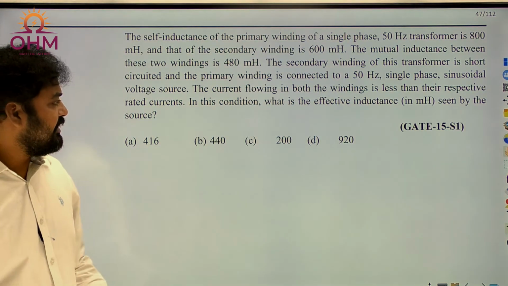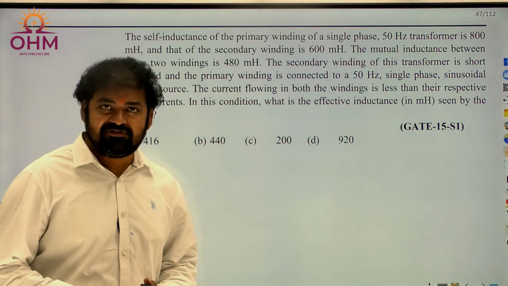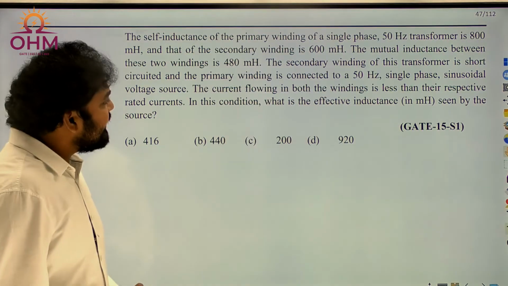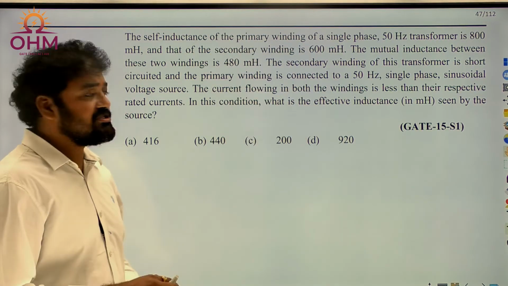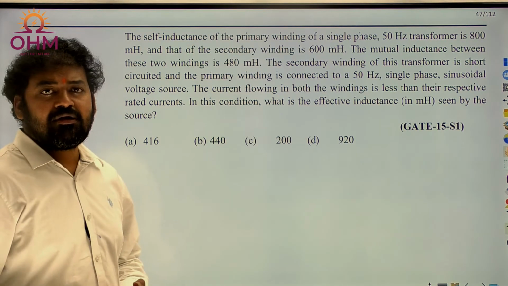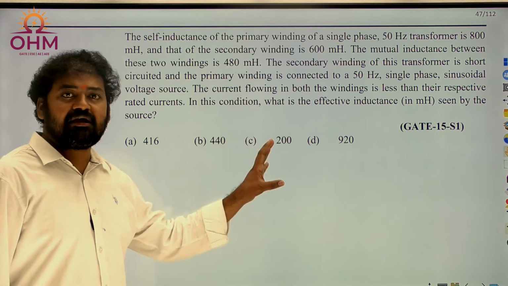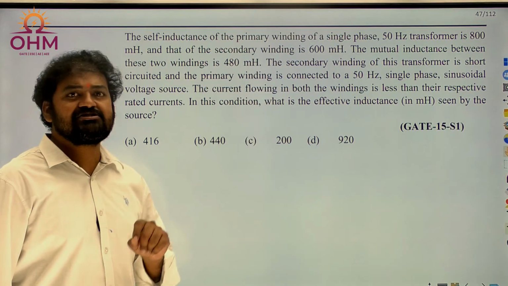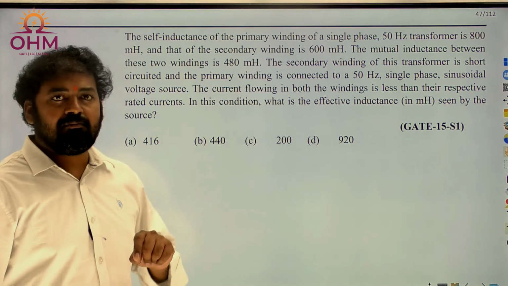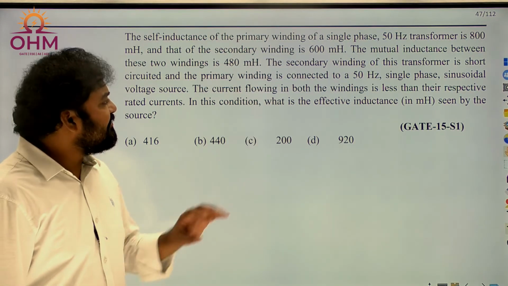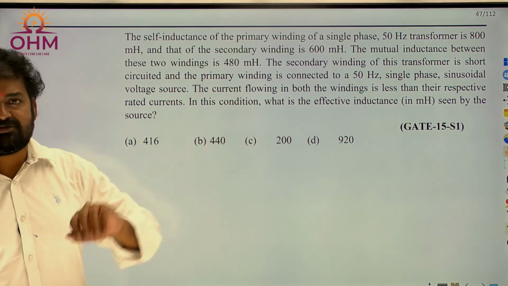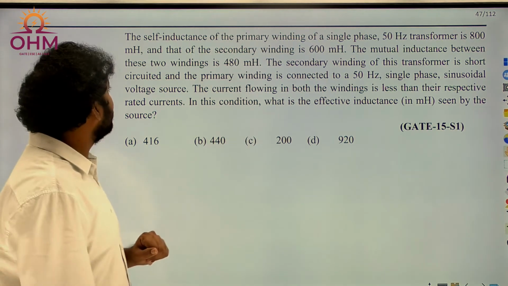Okay, so we have the next question. This is from the GATE 2015 question paper. Again, it is a single 1 mark question, but a slightly difficult model. Rather than transformers, I must say this is a coupled magnetic circuit question. You will generally study magnetic coupled circuits in the electrical circuits subject. However, we can answer even in the transformer subject as well. Okay, so just read the problem.